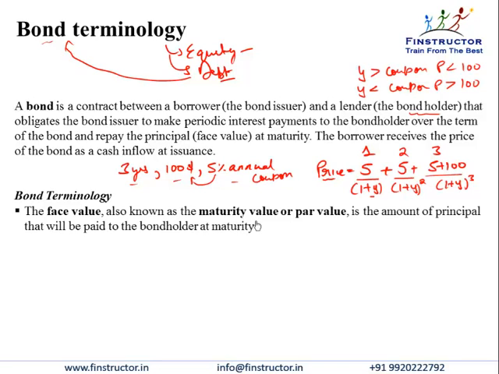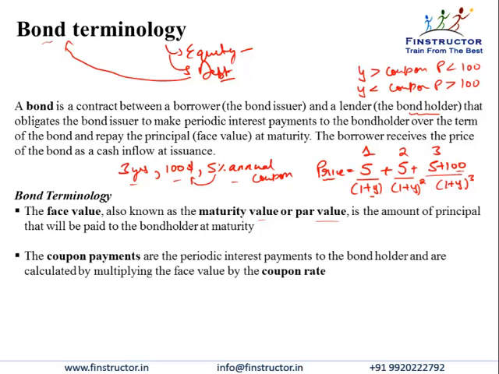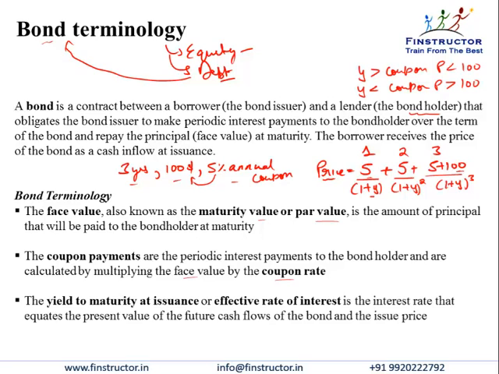So face value, as we studied, is the maturity or par value. That will be the amount repaid at maturity. The coupon payments are the periodic payments calculated as the face value multiplied by the coupon rate. That is $5 in our example. And the yield to maturity at issuance is also known as the effective rate of interest. So this Y that we just studied, the discount rate that makes the present value of the cash flows equal to the price of the bond at issuance, is called the yield to maturity or the effective rate of interest.